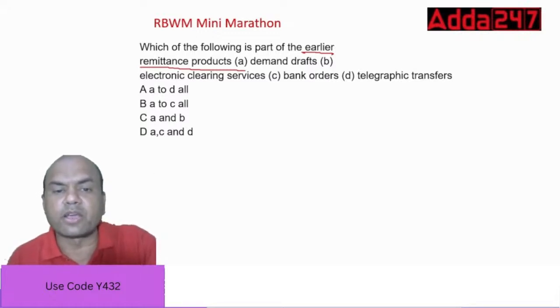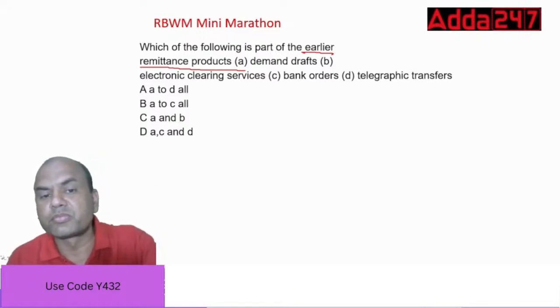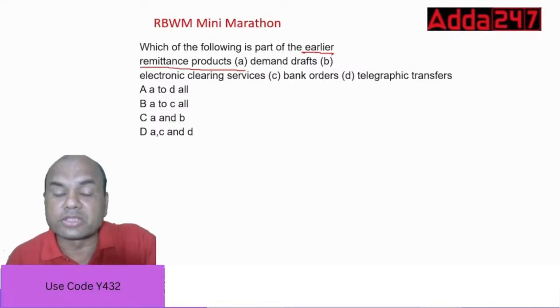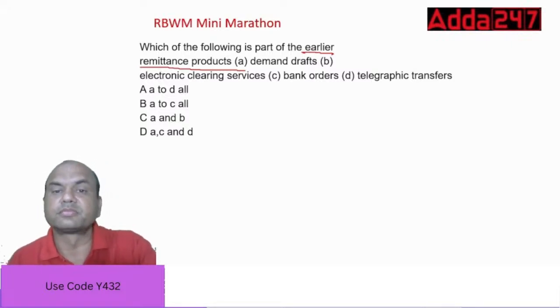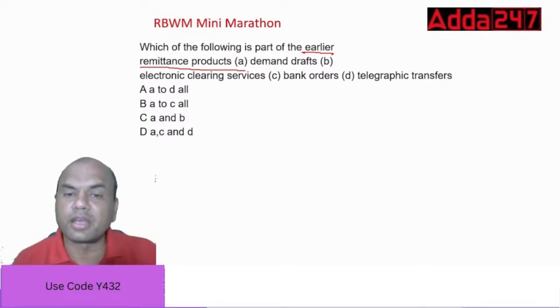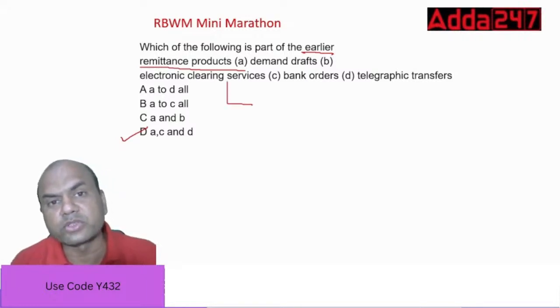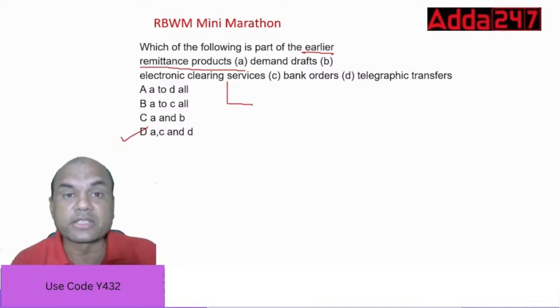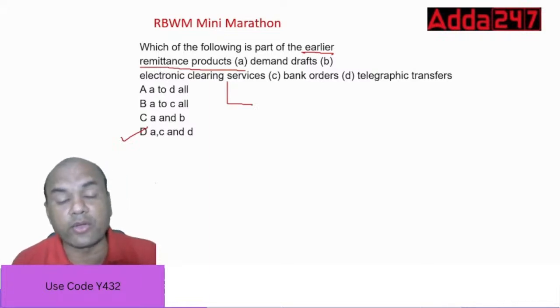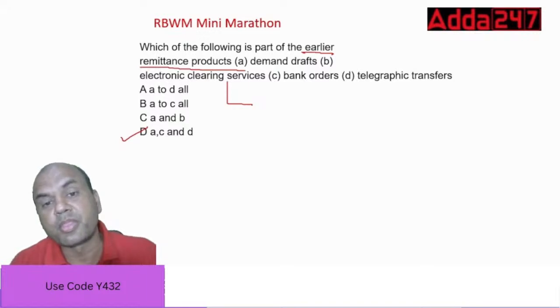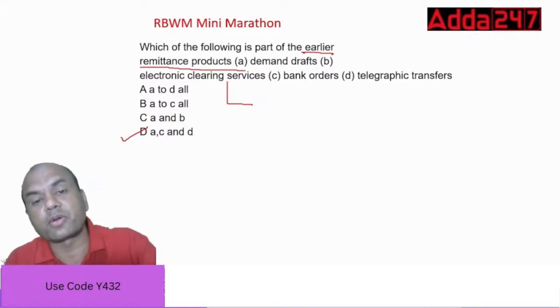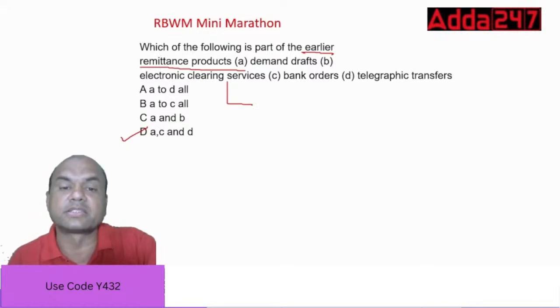For those difficult ones, I always try to take it from you. So which of them are earlier ones? It is A, C and D. See here, ECS we use even now. There are two types of ECS, ECS credit and ECS debit, isn't it? You have this in your portion also. So the earlier remittance products are these.